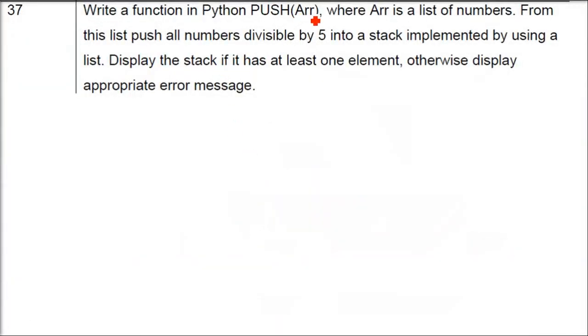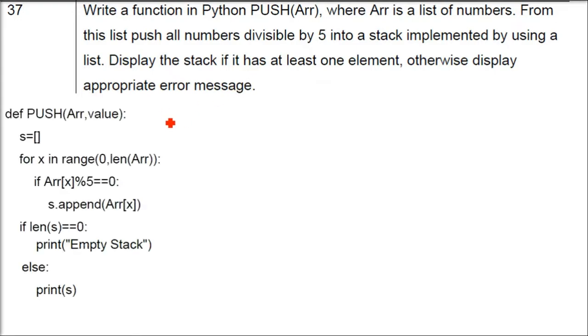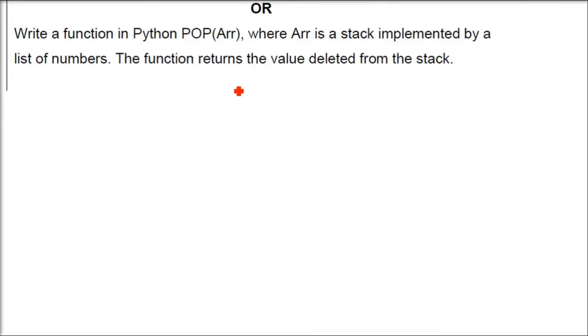Write a function in Python, push ARR, where ARR is a list of numbers. From this list, push all numbers divisible by 5 into a stack implemented by using a list. Display the stack if it has at least one element, otherwise display an appropriate error message. Before going to this one, there is one more question, which is OR. Write a function in Python pop, where ARR is a stack implemented by a list of numbers. The function returns the value deleted from the stack.